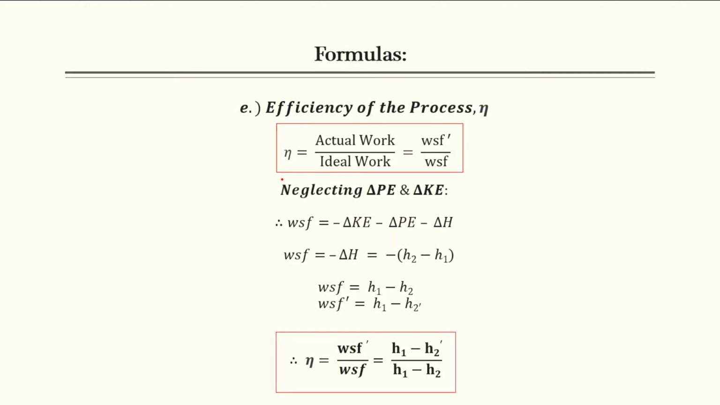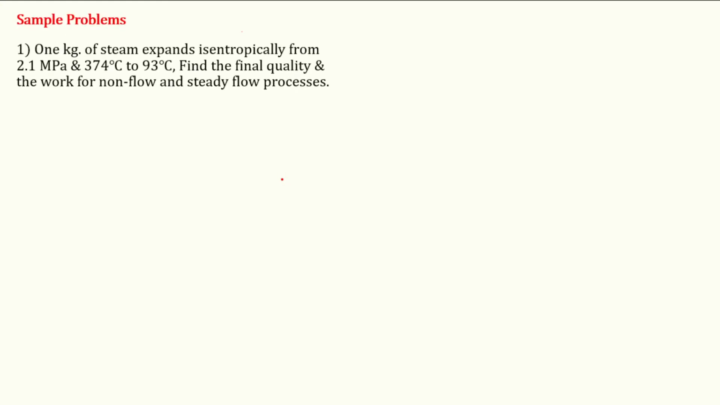So, start tayo with problem number 1. 1 kilogram of steam expands isentropically from 2.1 megapascal and 374 degrees Celsius to 93 degrees Celsius. Find the final quality and the work for non-flow and steady flow processes. Okay, kunin natin si given. Meron tayong mass of 1 kg, P1 of 2.1 megapascal, and T1 of 374 degrees Celsius. Then meron tayong T2 of 93 degrees Celsius. Ang hinahanap is yung quality natin at 2, work non-flow, and the work steady flow.